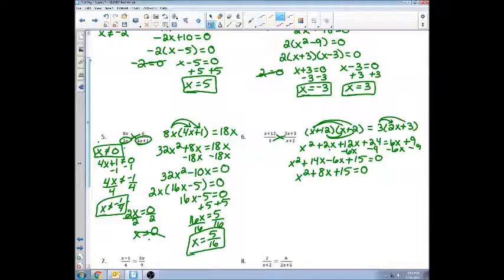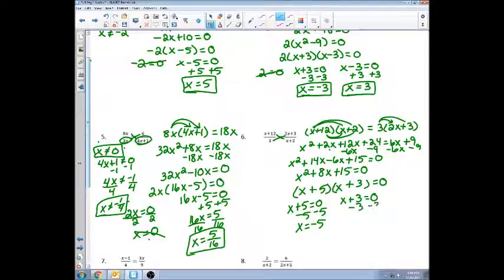From here, I can use generic factoring. Two sets of parentheses, x and x. What multiplies to 15 that can add to 8? Well, it's 5 and 3. Both addition. Set everything equal to 0. X plus 5 equals 0. X plus 3 equals 0. Subtract 5 from both sides. X equals negative 5. Subtract 3 from both sides.